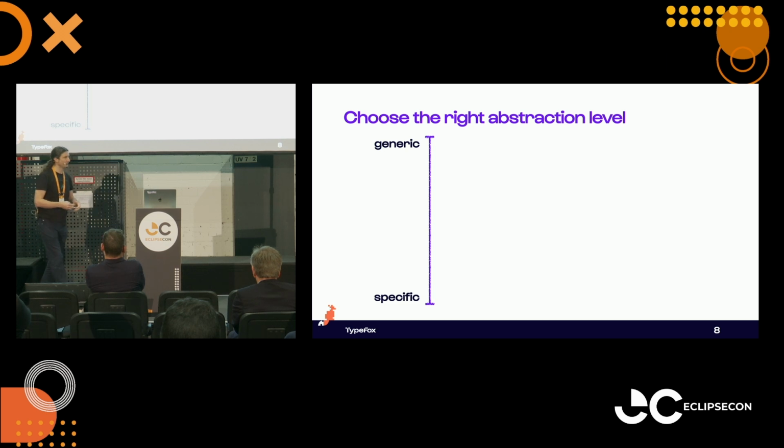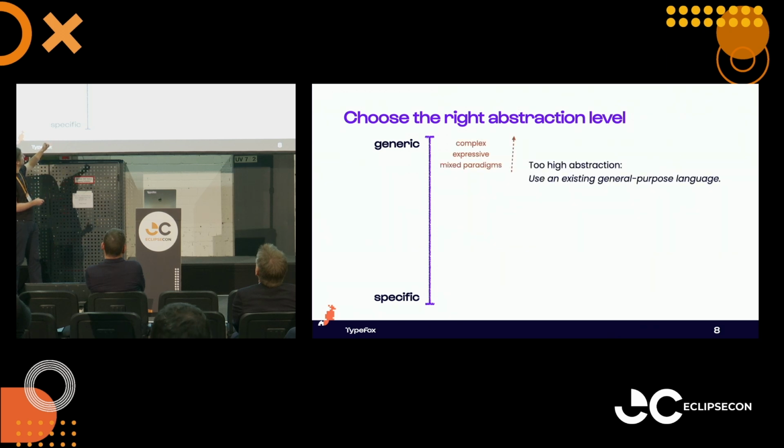In general, if we simplify this to a single line that spans from very specific to very generic, we have to choose an abstraction level. And on the generic side, it means the language might become very complex, very expressive. You might have mixed paradigms. And the risk here is if the abstraction is too high, well, then you might as well just use an existing general purpose language. Why do a specific one? Why do your own one then in that case?